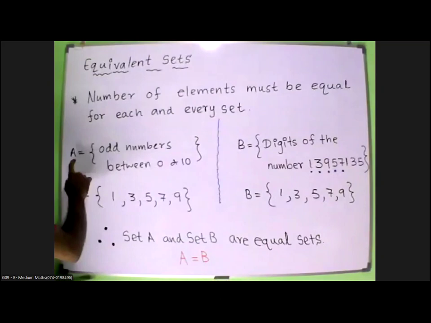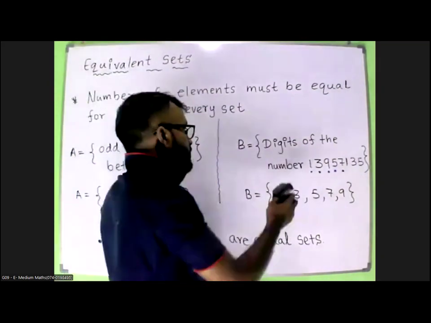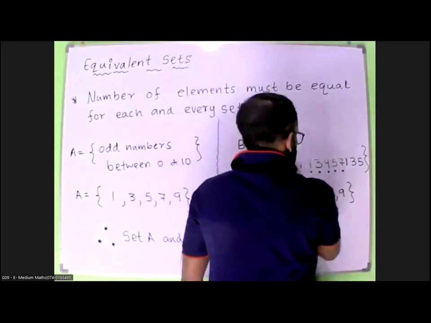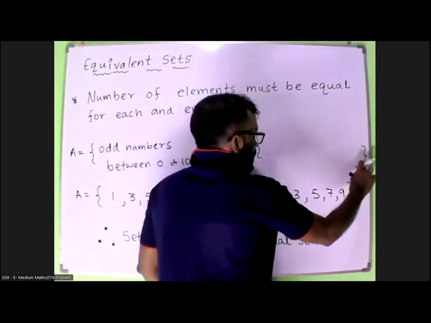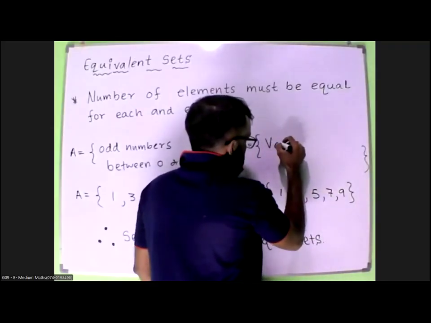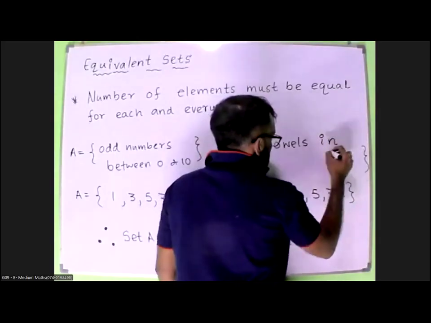My first set is odd numbers between 0 and 10. The next one will be vowels in the alphabet.